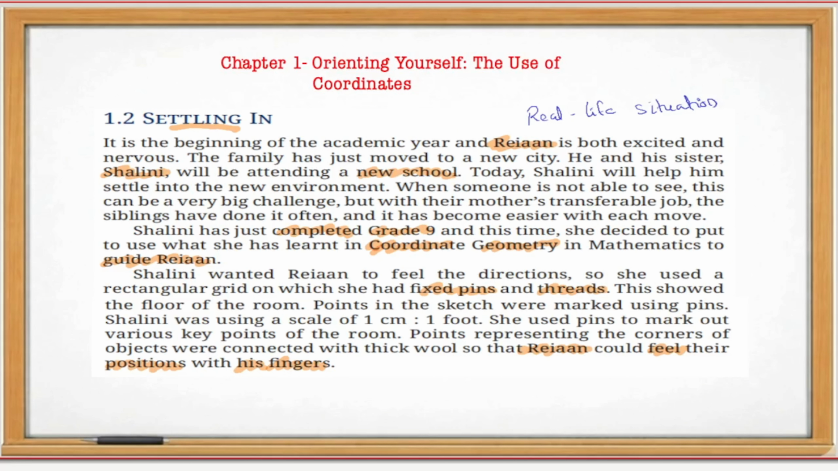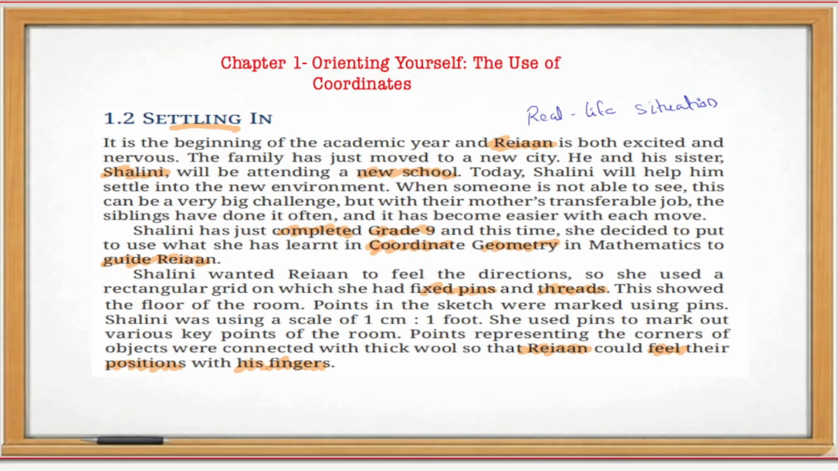Here you can see a real life situation is given. I'm going to just summarize this for you. It's about two siblings, Rian and Shalini. They have just moved to a new city and they are going to attend their new academic year in a new school. And Rian here is a blind person. He cannot see. But moving to a new place is not something new for him because he has done this before, because his mother's job is a transferable job and it has been easier with each move for him. Shalini, who completed grade 9, thought this time she'll guide her brother Rian by applying coordinate geometry.